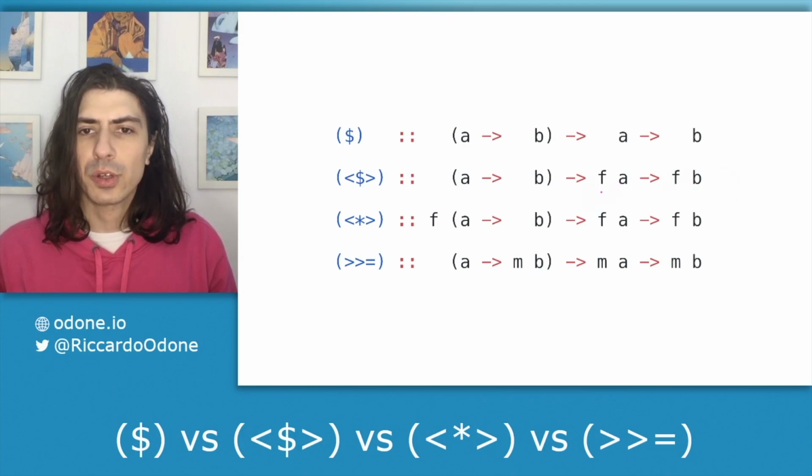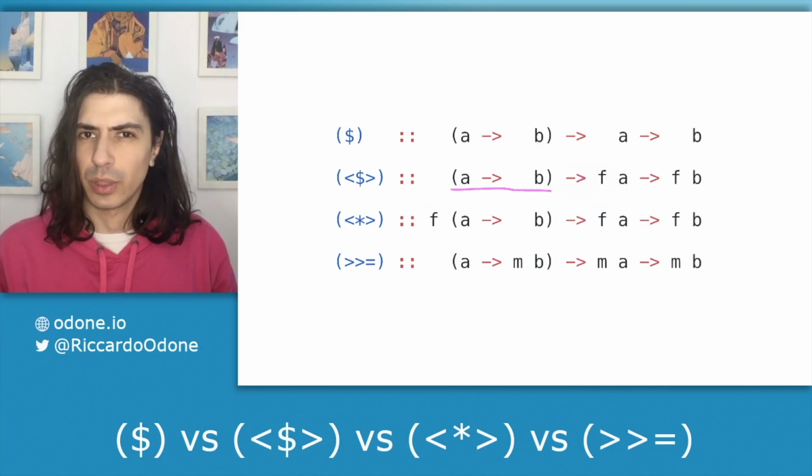Now, what we also said is that this context F works as a discriminator, meaning that depending on the semantics of the specific functor we're dealing with, the step function is applied in a different way.